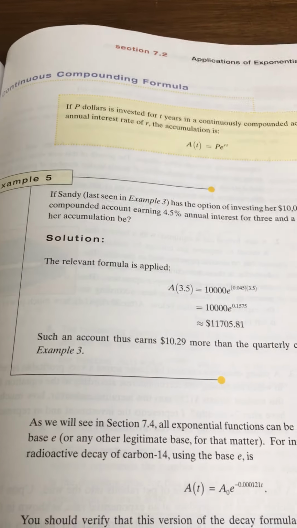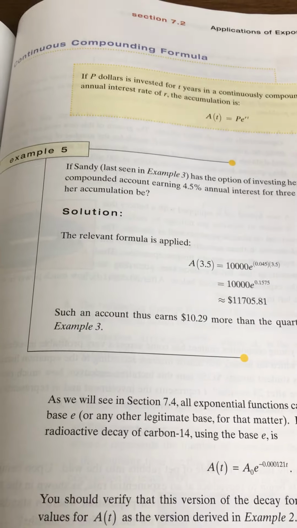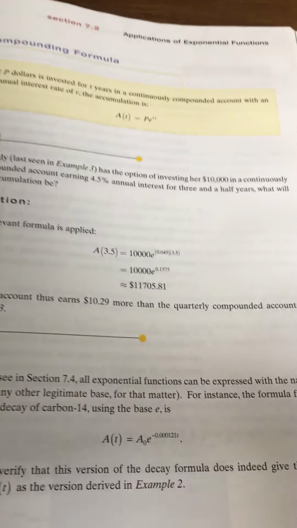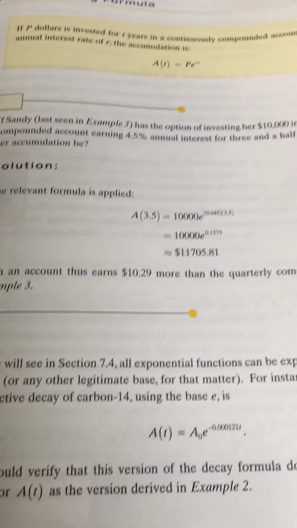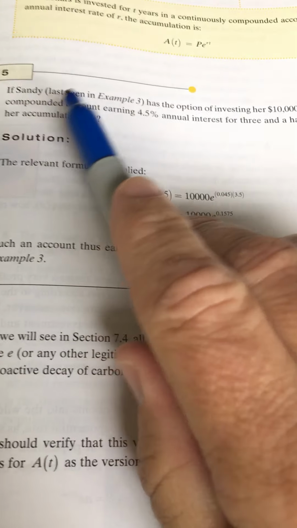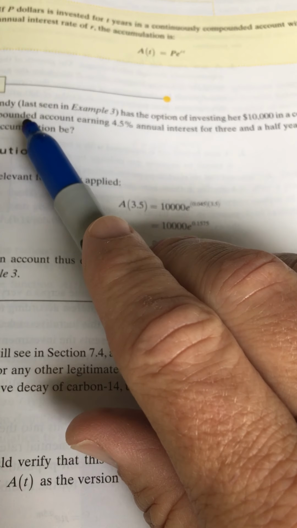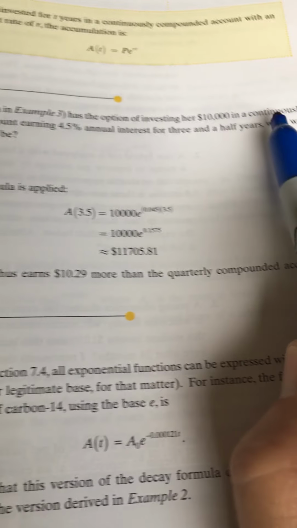All right, so the last example we're going to do is example number 5 on page 525 in the textbook. You don't have to have the textbook, but you can follow along if you've got one. The example says if Sandy has the option of investing her $10,000 in continuously compounded.